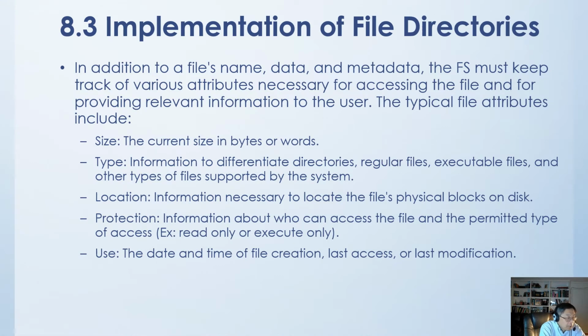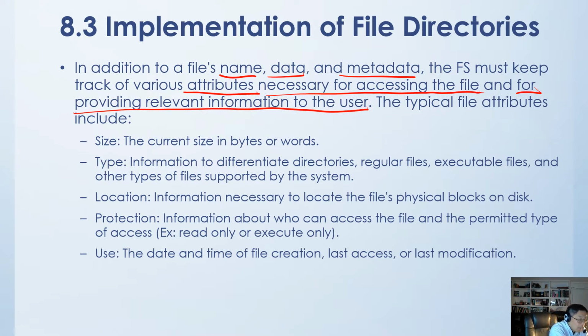Now, in addition to a file's name, data, and metadata, the operating system file system must keep track of various attributes necessary for accessing the file and for providing relevant information to the users. Okay, so here we have a list of the typical file attributes. The first one is the size of the file, the current size in bytes or words.